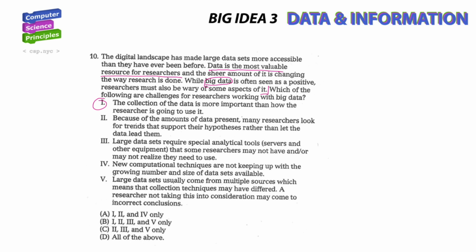Okay, next, because of the amounts of data present, many researchers look for trends that support their hypotheses rather than let the data lead them. So I'm guessing that this is kind of possible, right? With the sheer amount of data, maybe they have their hypothesis and then they look to see if the data could match their hypothesis. And so they might be led rather than letting the data lead them. All right, so I'm going to circle this one as well.